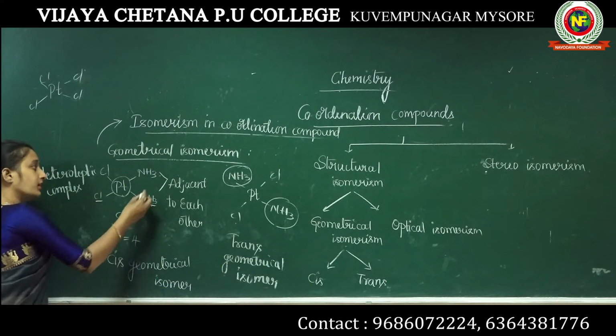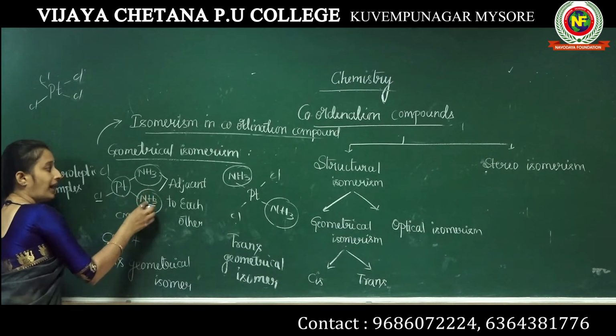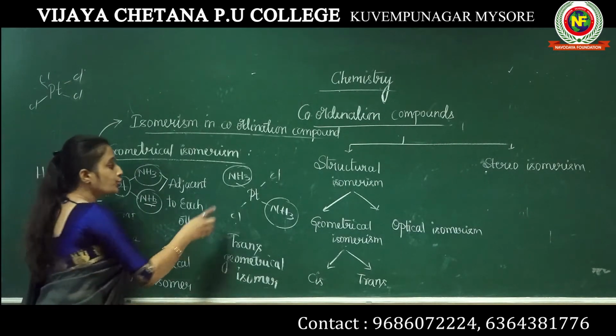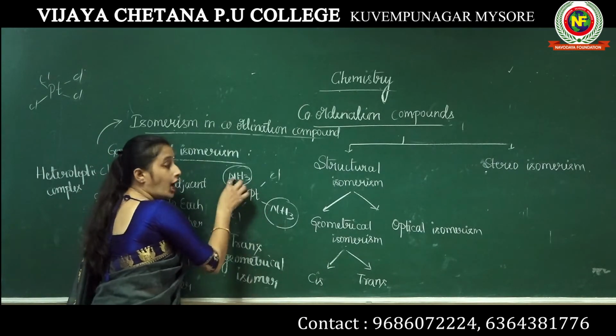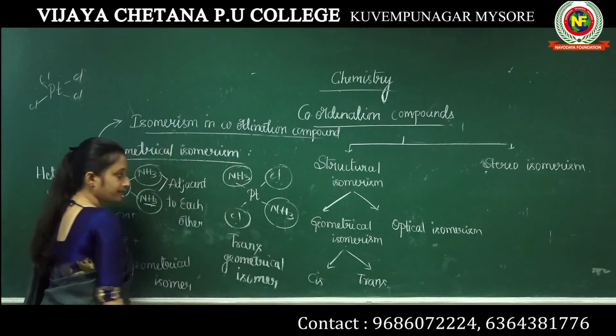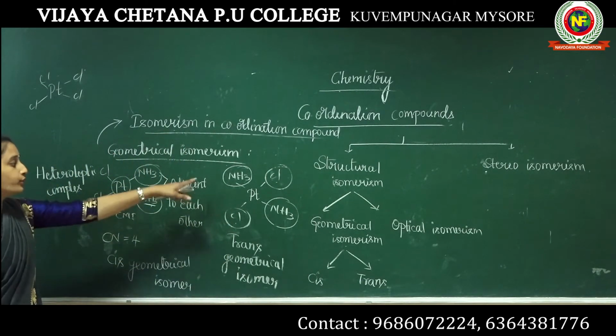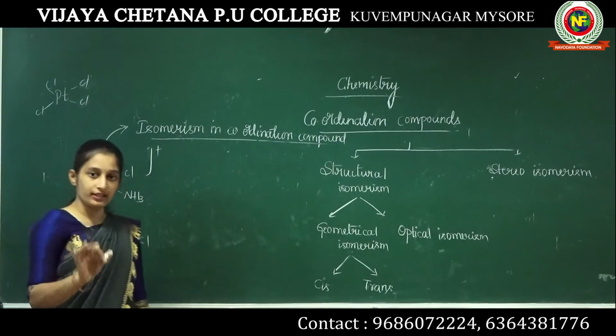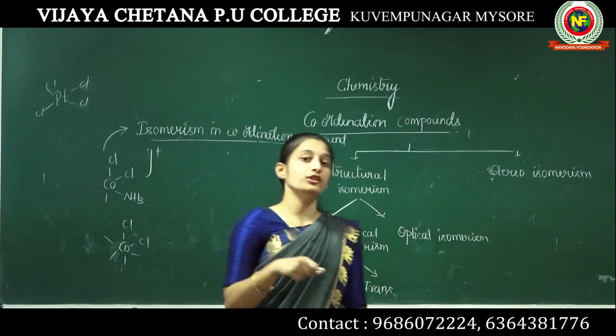Why is this cis? Two similar groups are adjacent to each other. But here two similar groups are opposite. Not only ammonia, chlorine, chloride, they are opposite to each other. Next example, after this one with coordination number 4.